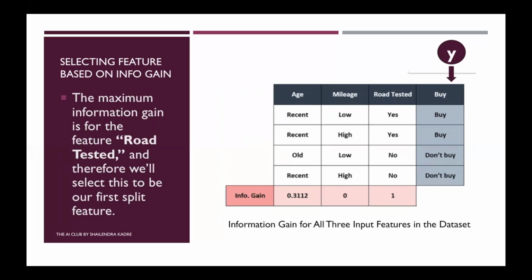In this case, we have the information gain for each of these features. So as discussed, we will take the feature which has the maximum information gain, that is road tested. So in this data set, road tested will come as the parent node, and depending on it, the further split will be done. The maximum information gain is for the feature road tested, and therefore we will select this to be our first split feature.